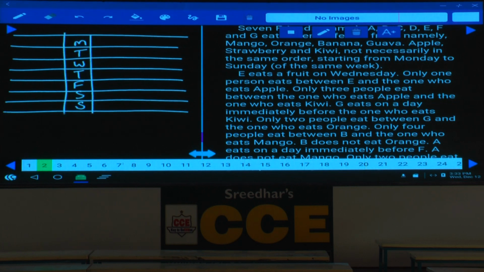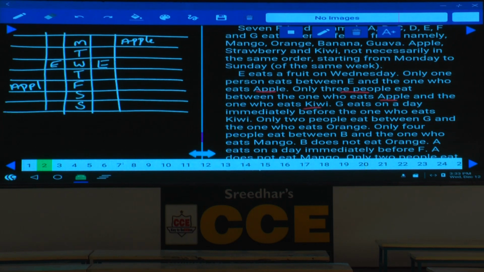Condition number 1: E eats a fruit on Wednesday, hence E must be at this place. Only one person eats between E and the one who eats apple. Apple can be at this place, that is one possibility, and the second is apple on Friday. So apple can be either on Monday or Friday, because only one person is between E and the one who eats apple.